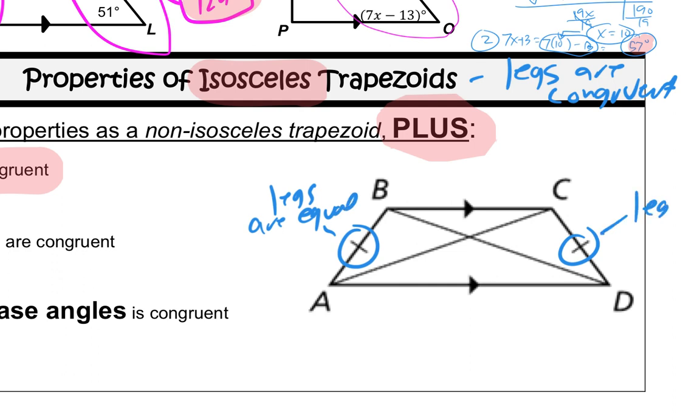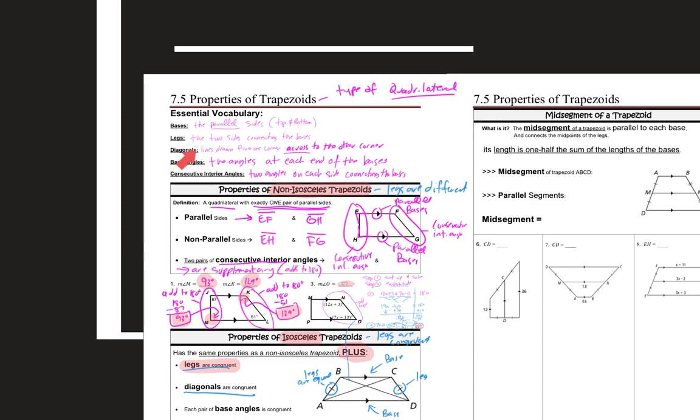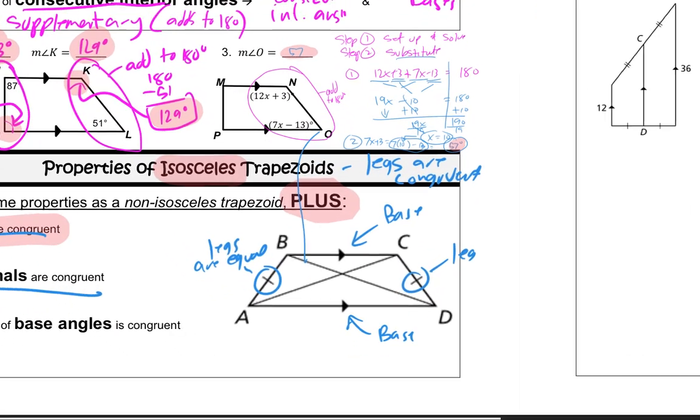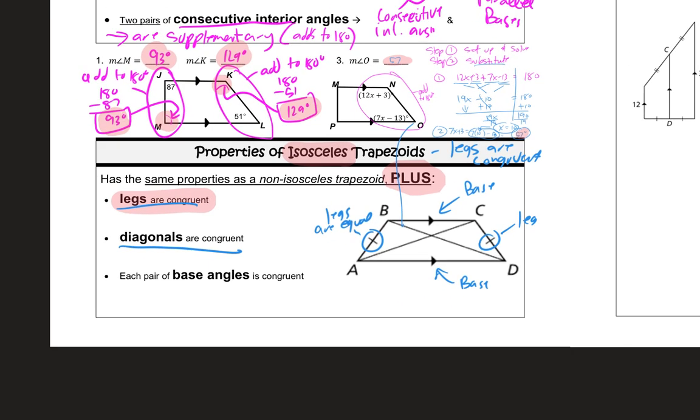This is a leg, and this is a base, and this is a base. So the legs are congruent. The diagonals are congruent. These right over here are the diagonals. Remember, a diagonal is a line drawn from one corner across to the other corner. So from one corner right over here across to the other is that diagonal, and that diagonal is equal to that diagonal. Those are congruent. And each pair of base angles are congruent.